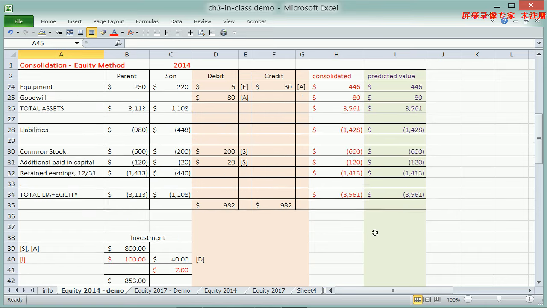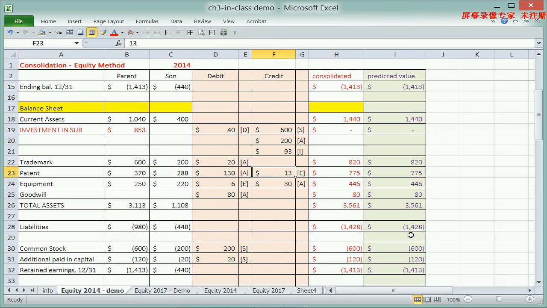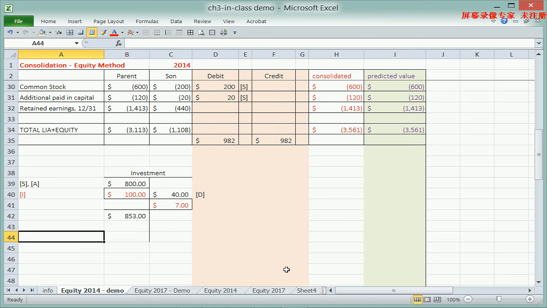Next, if we do not have this, we will see the pattern would be the P plus S plus the fair value excess, which will be 788,000, and it's a little bit different from the predicted value. It is because our excess is not amortized during 2014, so we use the E entry to amortize the current year amortization. So that makes our consolidated number the same as our predicted number. So we do need an E entry.